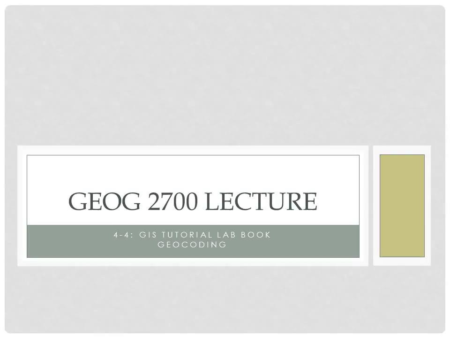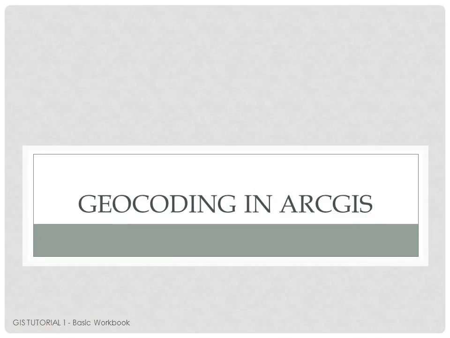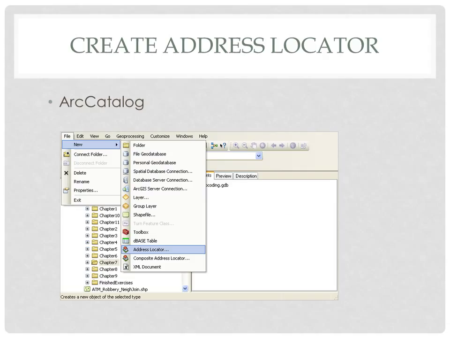In this section, we'll look at the use of geocoding in the GIS tutorial lab book. So first of all, you'll be using ArcCatalog in order to create an address locator. This is done by going to File, New, and Address Locator.